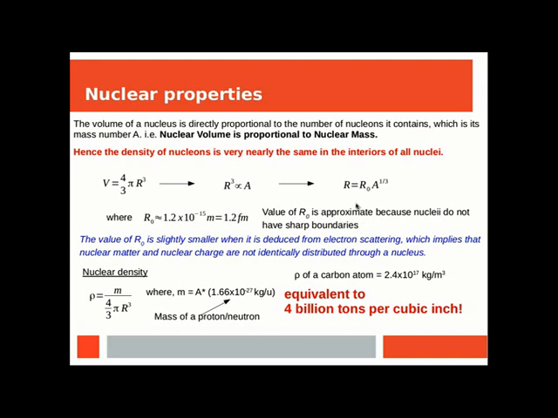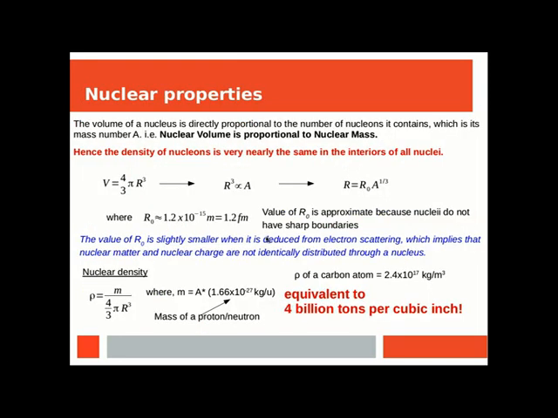Why is it approximate? Why not accurate? This is because nuclei don't have sharp boundaries, they have hazy boundaries. So we can do nothing about this. We can only get approximate values, not accurate values.